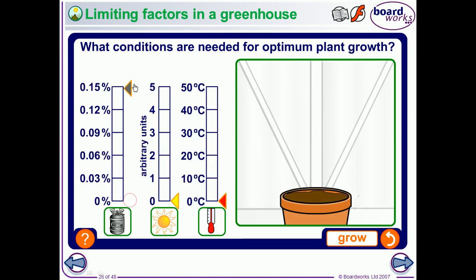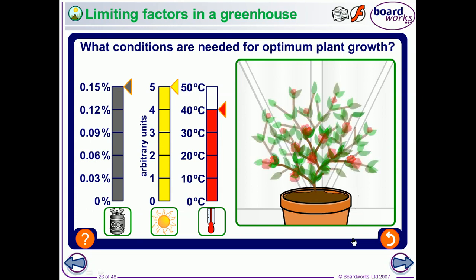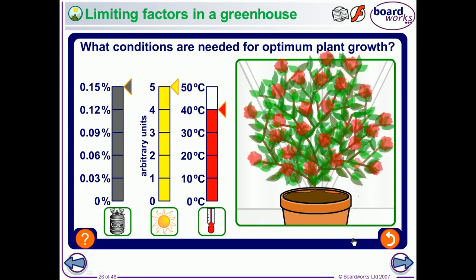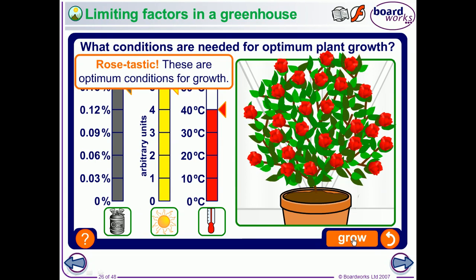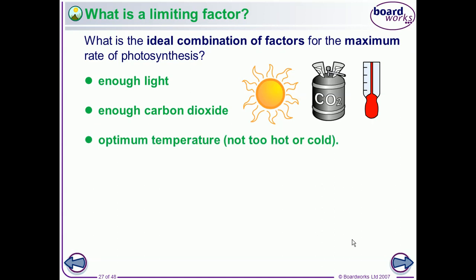So if you give a plant enough carbon dioxide, enough light, and the optimum temperature for the enzymes in photosynthesis, then we'll notice that we get the optimum plant growth. So enough light, enough carbon dioxide, optimum temperature. And those are the combinations of factors for the maximum rate of photosynthesis.